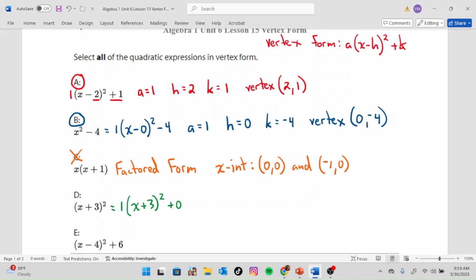And once you know that it's vertex form, you can identify that a is 1. h, because it's x minus h, this is really x minus -3, so h is -3. k would be 0. So I would be able to identify my vertex, which would be at the point -3, 0. So yes, D is vertex form.